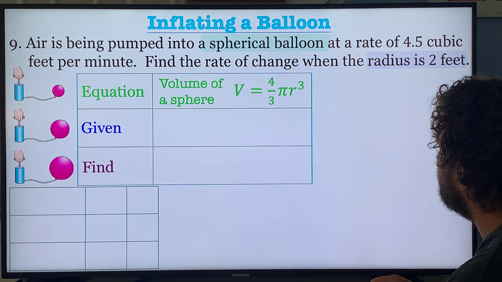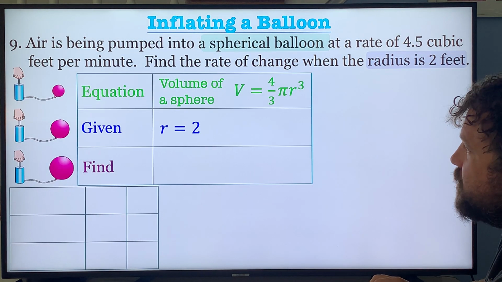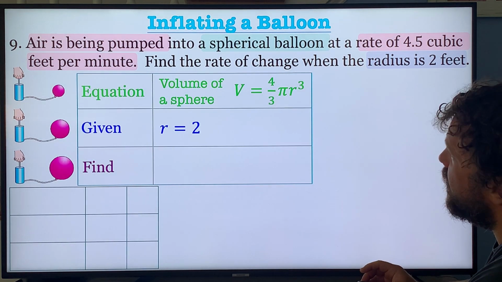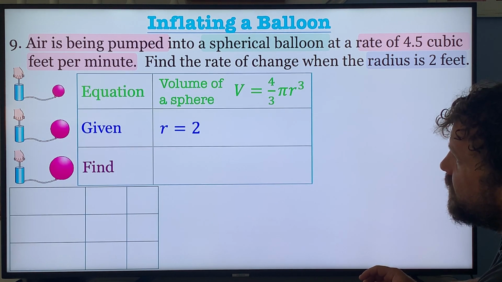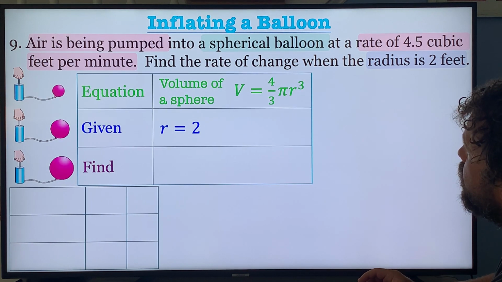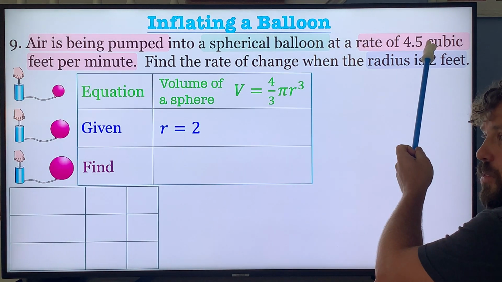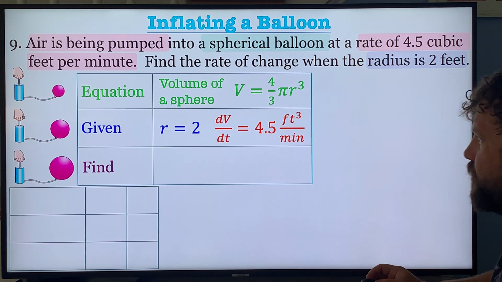The radius is 2 feet. What's that? R equals 2. Rate of 4.5 cubic feet per minute. What is that? 4.5 cubic feet per minute. Cubic represents the third power, which is volume. So it's dV/dt equals 4.5 feet cubed per minute.